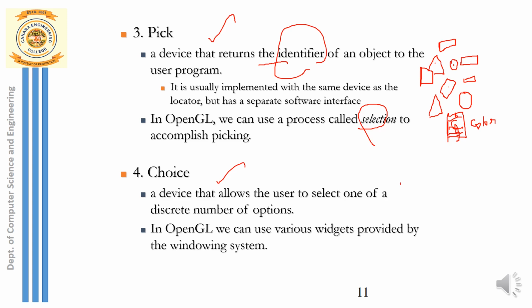So this is a type of class wherein I don't want the position, but I want the choice or the menu option that has been clicked. Which option is clicked should be returned as a value. So this is the fourth type of class. We have seen the string, the locator, the pick, and the choice. Four are done.